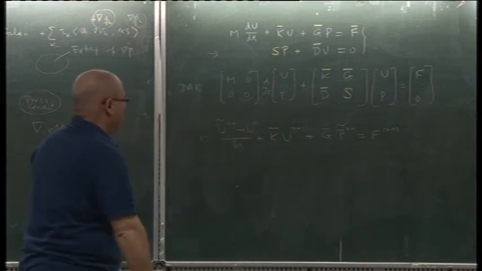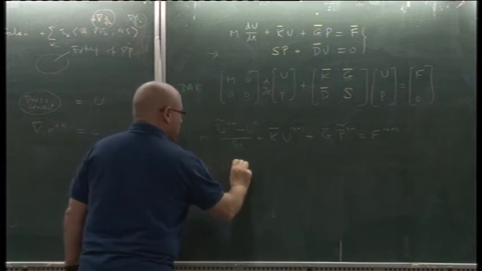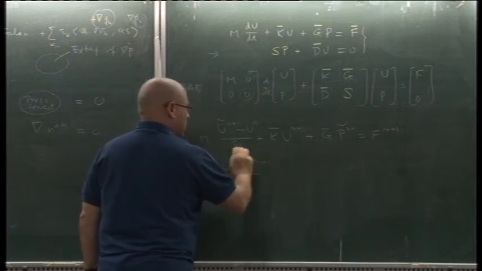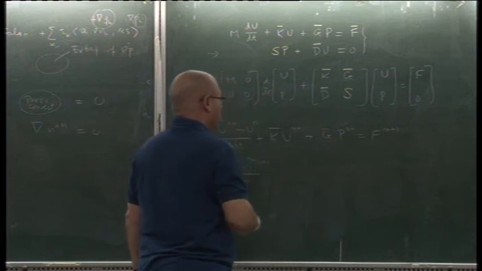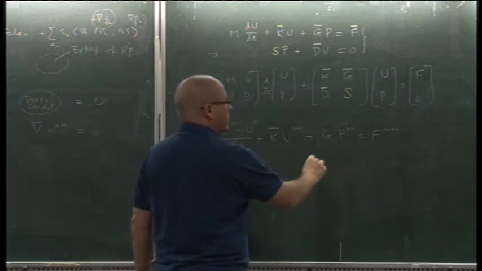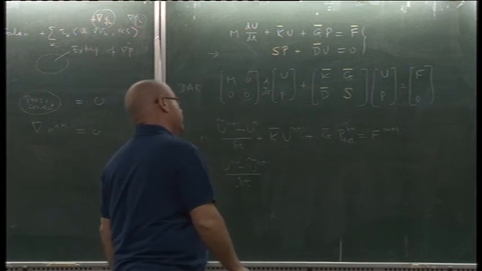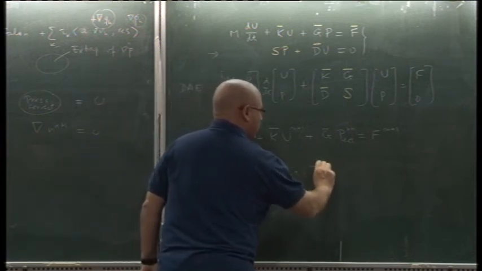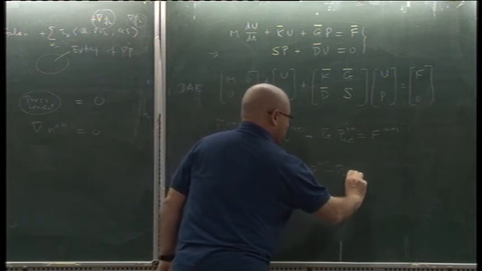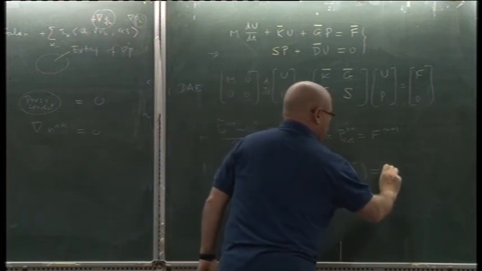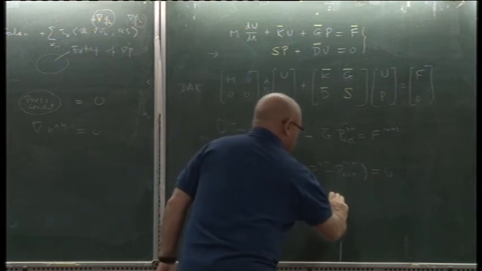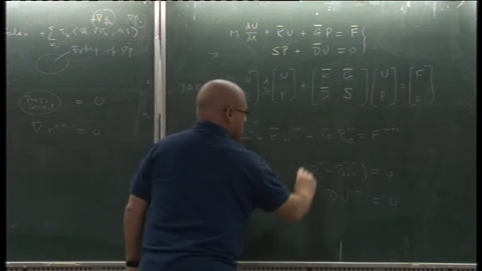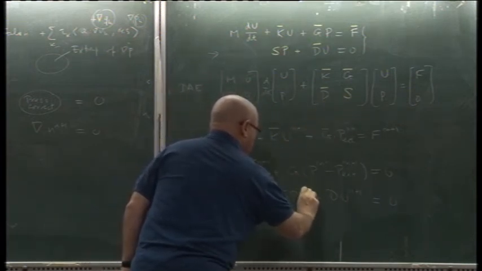And then (u^{n+1} minus u^n) divided by delta t, u^{n+1} tilde. No, let's forget about this tilde. I will have to use another symbol. Let me put extrapolated. Plus gradient of p^{n+1} minus the extrapolated pressure at n+1, equal to 0. And then, instead of having only divergence of u^{n+1} equal to 0, we have divergence of u plus s p^{n+1}.